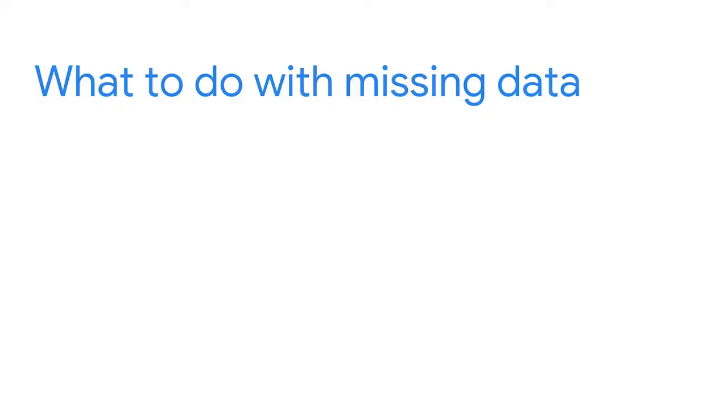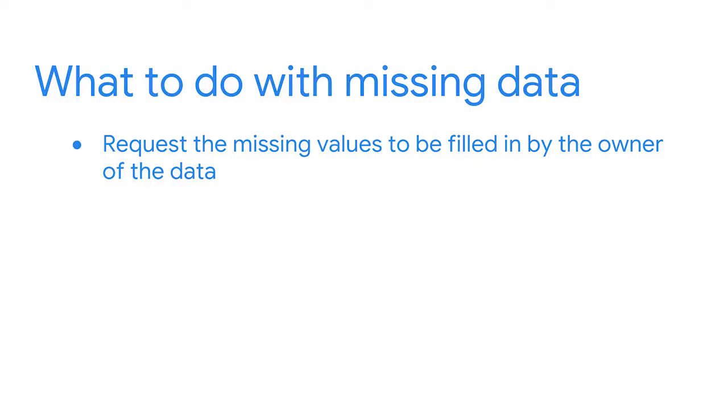Whenever you find missing data, you have a choice to make on how to handle it. As a data professional, you should consider how the missing data might impact stakeholders and who should be made aware. Here are 4 common ways to handle missing data. 1. You request the missing values be filled in by the owner of the data.